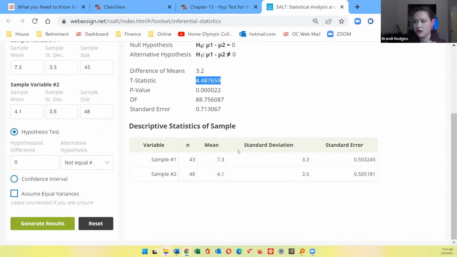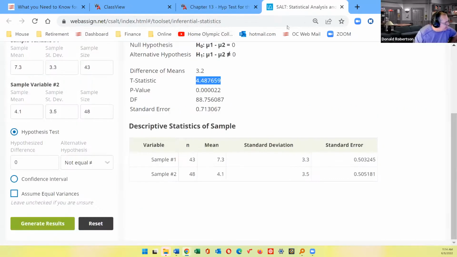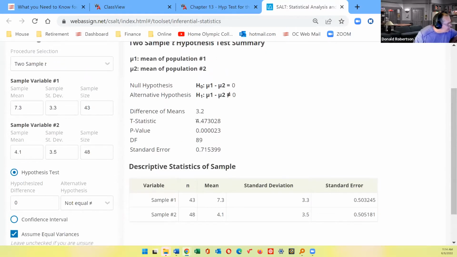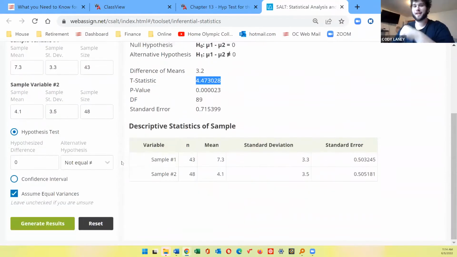I got it right after I clicked on the assume equal variances button. And they told us here to use a pooled test. I read that as don't use a pooled test. Okay. Assume equal variance just means you're pooling the data. I wish they'd just used that phrase, but they hadn't. There is our answer. That looks like the same number. We check it. Thank God I got it right on my last try.